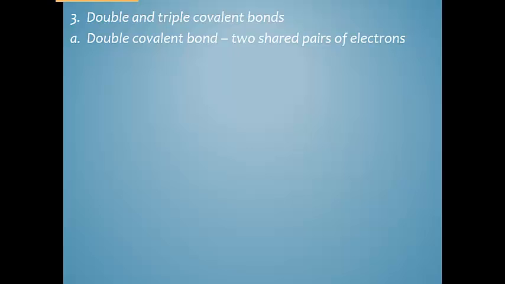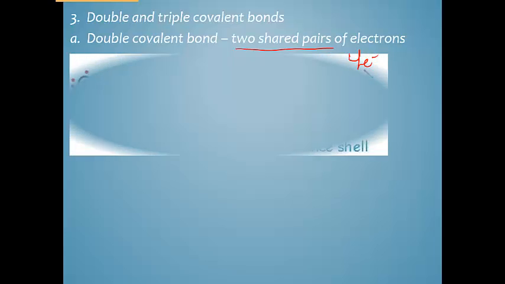We're going to finish up on this last slide with double and triple bonds. A double bond just means that you have two of those dashes. So if it takes two electrons to make one bond, then a double bond is going to be two pairs, so a total of 4 electrons in order to create a double bond.